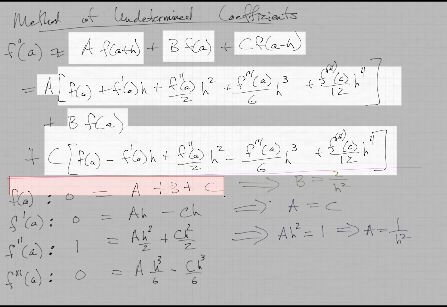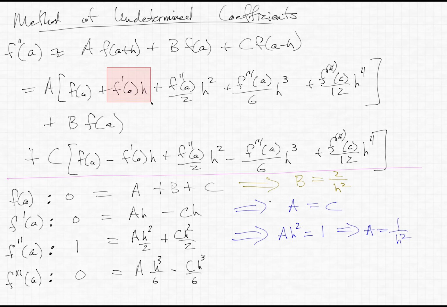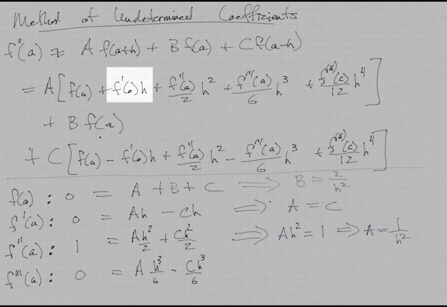So we get this condition. If we want the f of a term to cancel, then a plus b plus c must be equal to 0. Okay? And then we do a similar thing with the other terms that we want to get rid of. We want to get rid of the f prime of a term, so we want these guys to cancel, right?